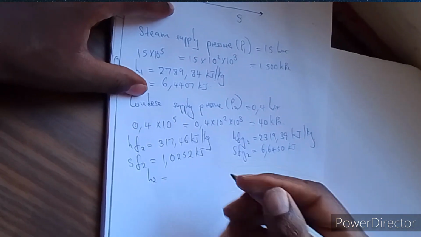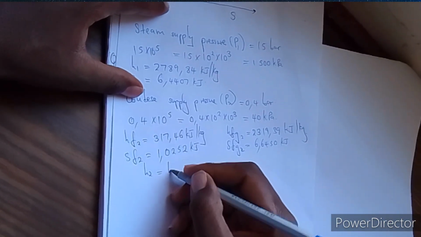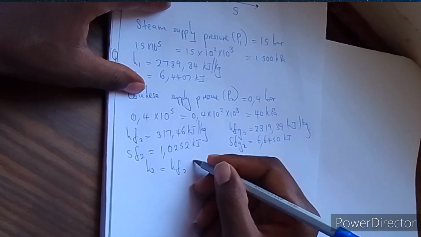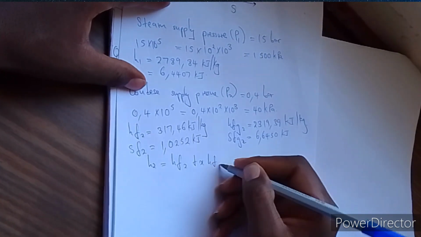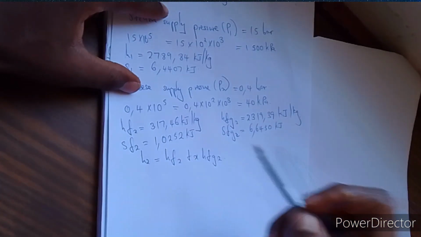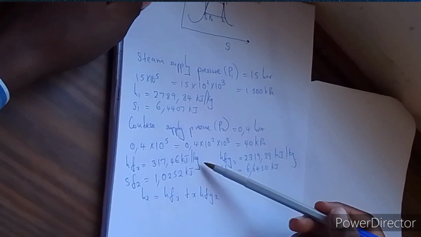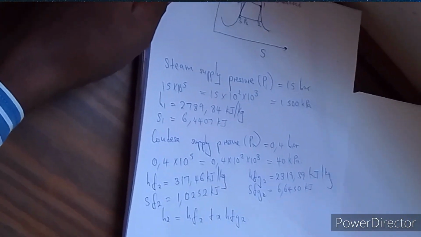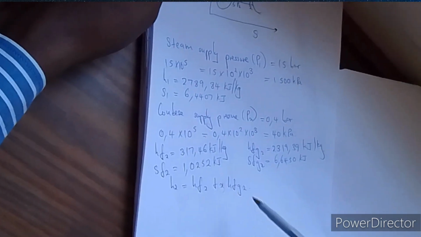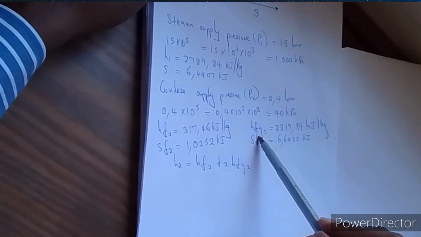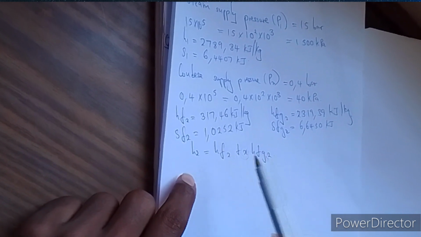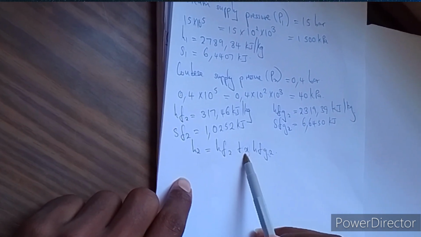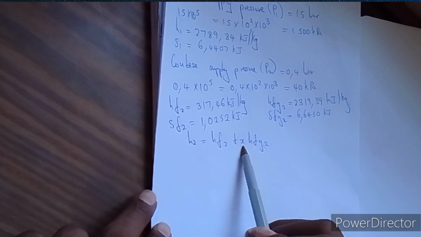So for H2, we know that the formula for H2 is HF2 plus X HFG2. And then when we are using the information we are given here, we have HF2, and we don't have X, and HFG2 we also have. So you cannot find this H2 where we do not have X here. So it means we have to find X first.